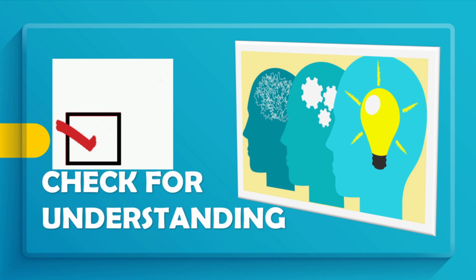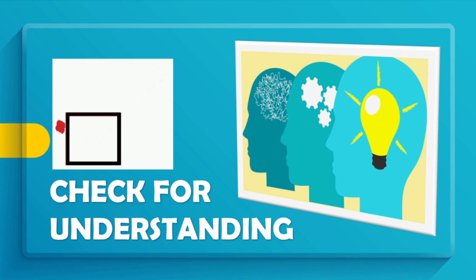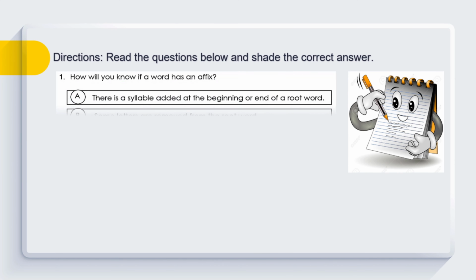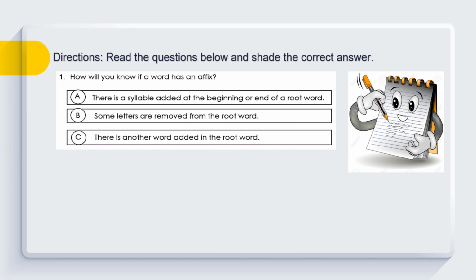Let's check your understanding. Directions: Read the questions below and shade the correct answer. 1. How will you know if a word has an affix? A. There is a syllable added at the beginning or end of a root word. B. Some letters are removed from the root word. C. There is another word added in the root word.